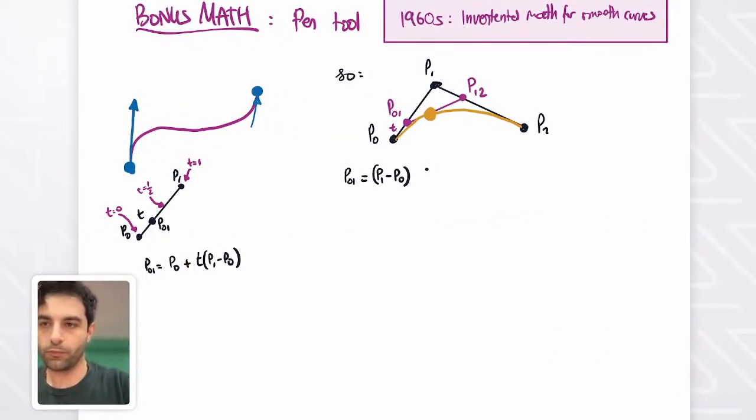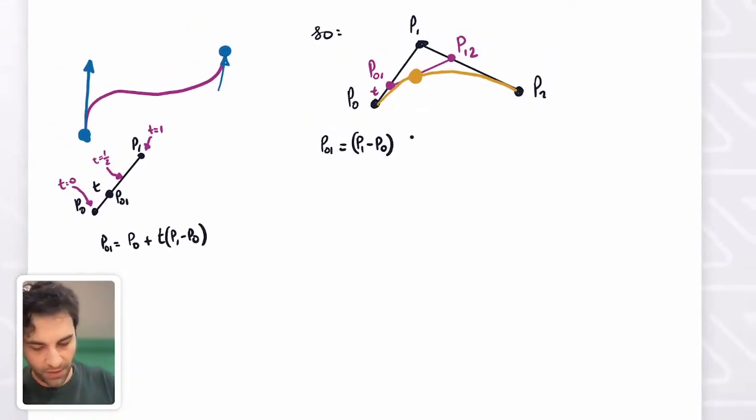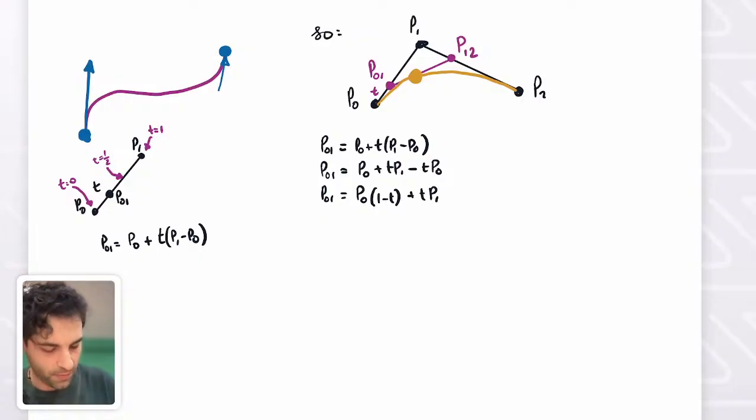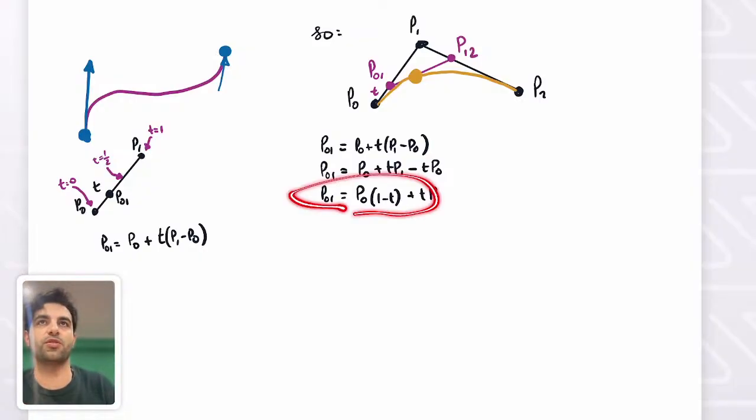Okay. So let's see. So P01 is the point P0 plus T times P1 minus P0. Everyone agrees with that? If I'm going to expand and simplify that, watch this. I can write this as P0 plus T P1 minus T P0. Everyone agrees? You take P0 as a common factor. This is where it's going to be funny. P0 times 1 minus T plus T times P1. Right? So it's kind of interesting, this is the same equation, but it's just written a little bit differently.